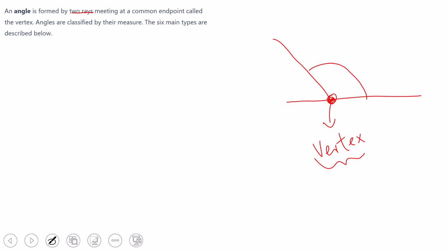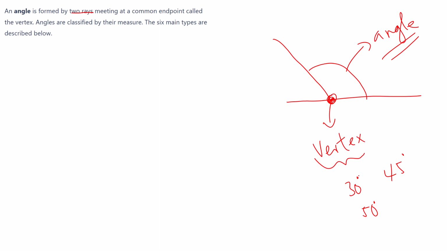So you take note of that. And this is the angle. So an angle is formed when two rays or two lines meet at a common point, that is the vertex. Now angles are measured in degrees. So for angles, we can have an example of an angle as maybe 30 degree, we can have 45 degree, we can have 50 degree and so on. So it's a small circle at the top over here, and the name for that is a degree.